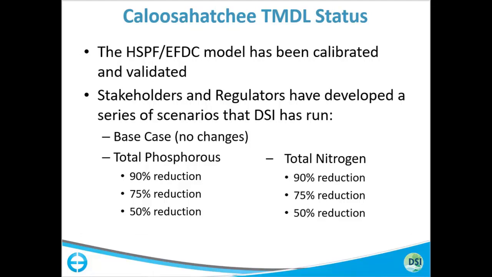What the managers then did after we developed the HSPF and EFDC model was they developed several scenarios. They want to understand what would be the impact if you lower or increase a certain parameter in the system. So then we did a sensitivity study for phosphorus and nitrogen by reducing the phosphorus load from 50% to 75 and 90%, and then a similar thing with the total nitrogen.